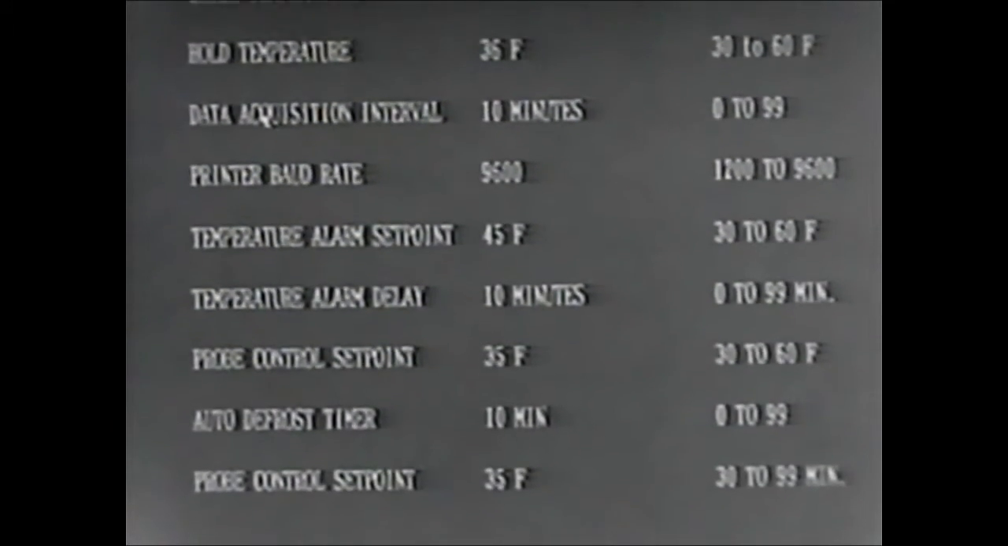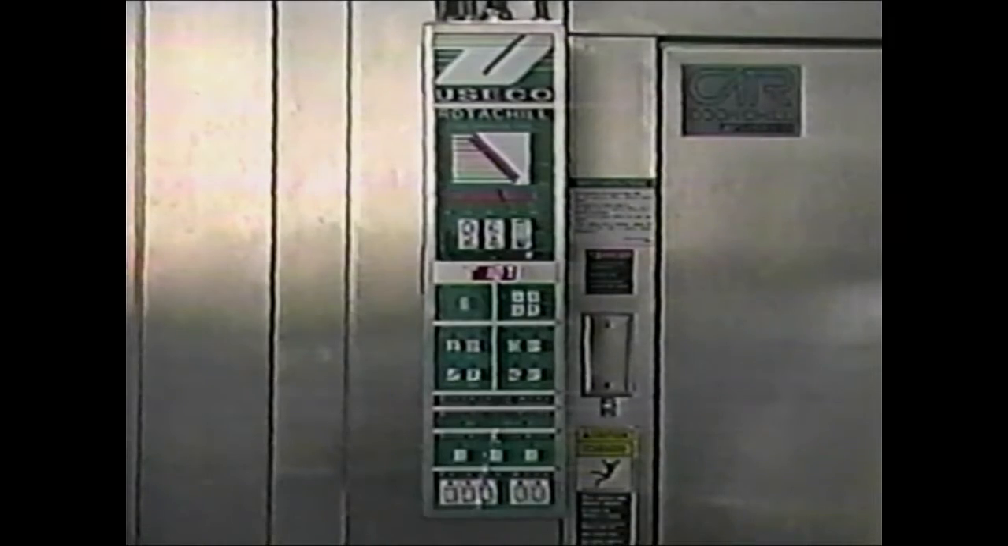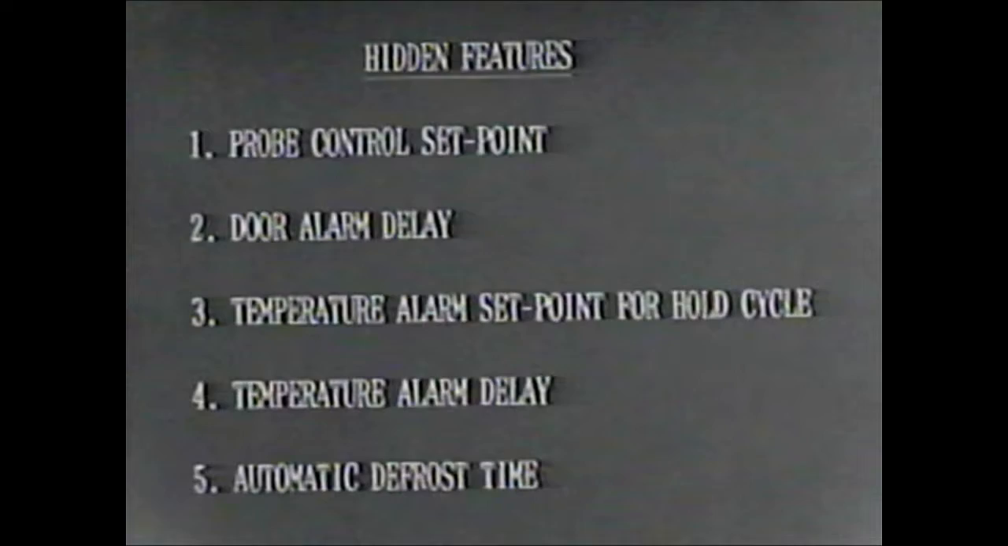For advanced users of the control panel, there are 5 additional hidden parameters that can be accessed and changed from the front panel using a combination of keystrokes. These are as follows: probe control set point, door alarm delay, temperature alarm set point for the hold cycle, temperature alarm delay, and automatic defrost time.